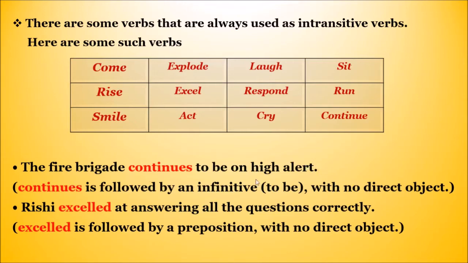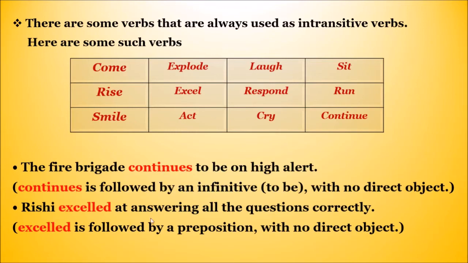So when it is in infinitive mode, "continues to be" what? There is no object. Continues to be till 7 o'clock, continues to be till the policeman. They didn't give any object here. So when there is no object and it is followed by an infinitive, infinitive meaning there is no end to the word, it becomes an intransitive verb.